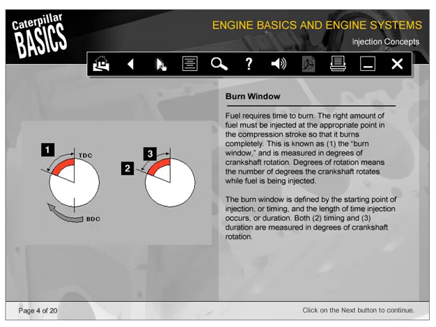Fuel requires time to burn. The right amount of fuel must be injected at the appropriate point in the compression stroke so that it burns completely. This is known as the burn window, shown here as number 1.